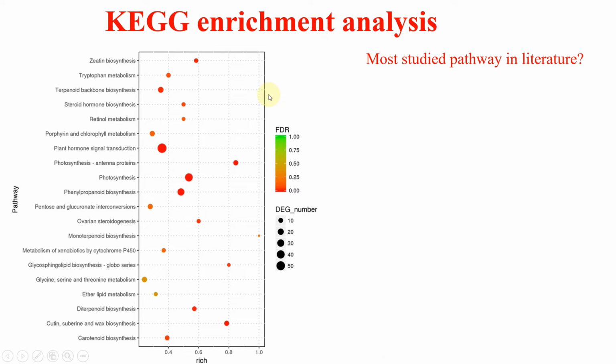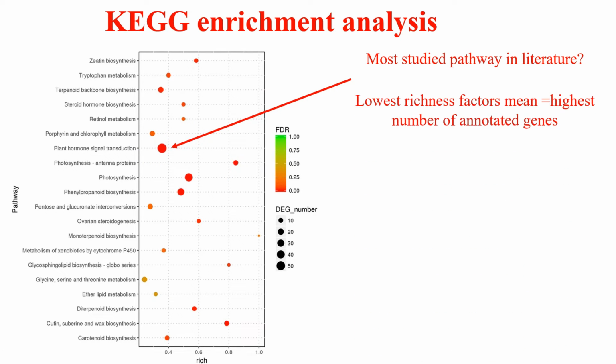Now we will try to find out what the most studied pathway in the literature is. So what do you think? What is the most studied pathway in the literature? We usually know that a low enrichment factor means there would be more annotated genes belonging to that pathway. So what would be the most studied pathway here? You can see this bubble is showing plant hormone signal transduction. This bubble is showing a low enrichment factor. You can see this bubble is even closer to the zero, but its size is small. So we will find the biggest size. This is the most studied pathway in the literature. Why? Because it is showing the lowest rich factor. It means the highest number of annotated genes.